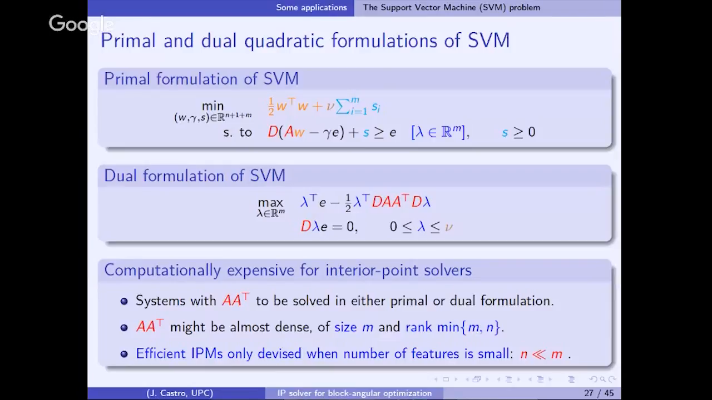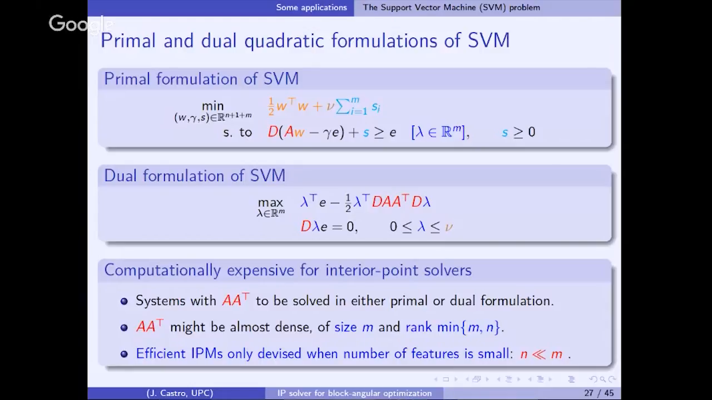These are opposite objectives. The wider the margin, the more misclassification error we'll have. So we combine these two opposite objectives by this nu. These are prefixed parameters. Okay, so that's all. So that's the primal formulation. It's not difficult to see that this is a quadratic optimization problem. You compute the dual of that, you get that.